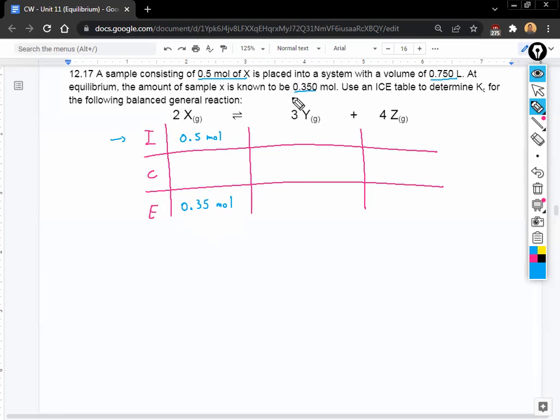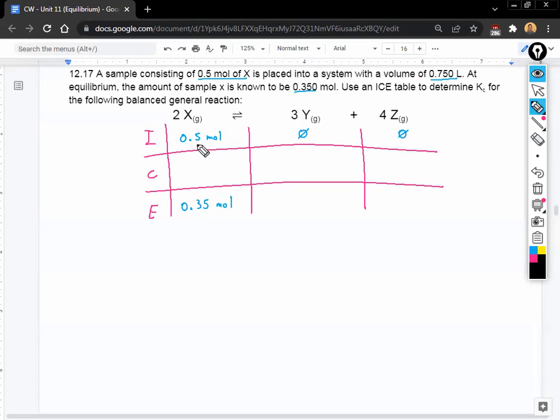Okay, so it doesn't say anything about the product, so we can assume that we started with no Y and no Z. So we're going to plug in zeros there. Okay, and that's all the information that's given to us in the problem. Okay, now we just need to start filling in the table. Okay, any questions where we got these numbers? That's good. Okay, so we basically finished the initial row, so let's go to the change row.